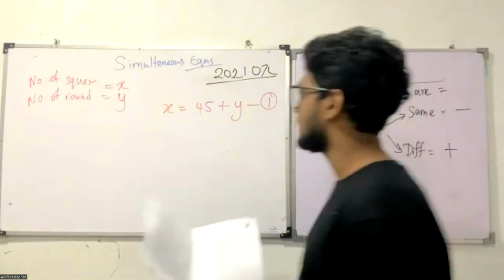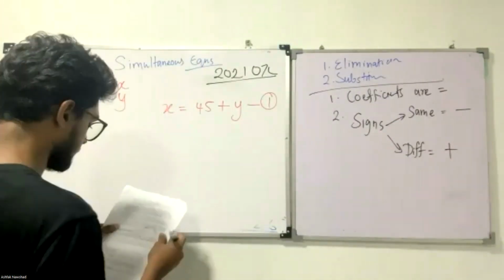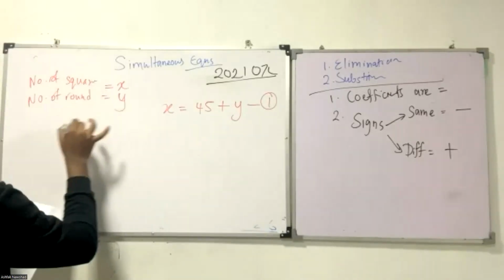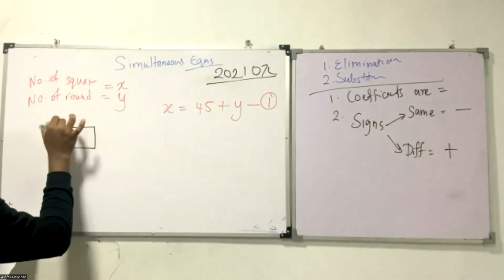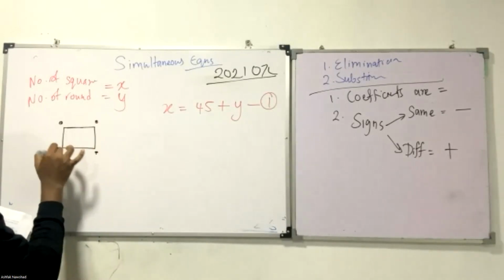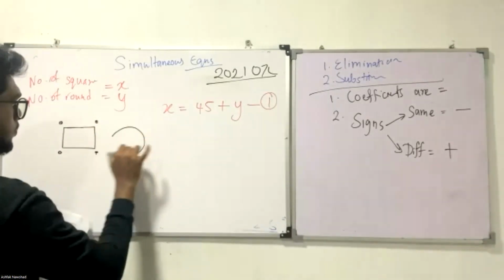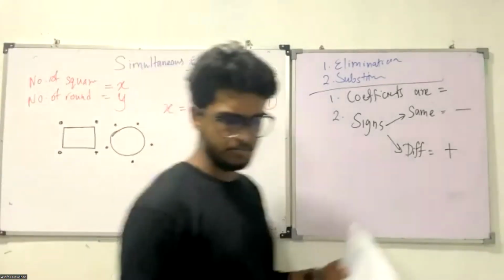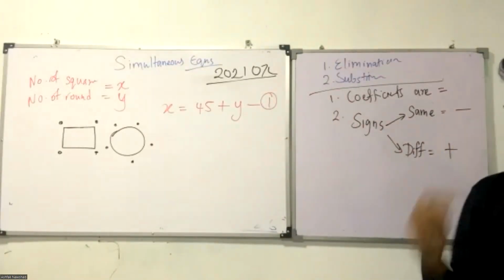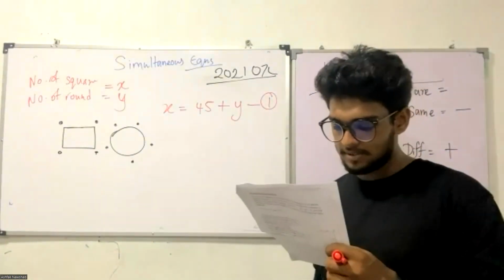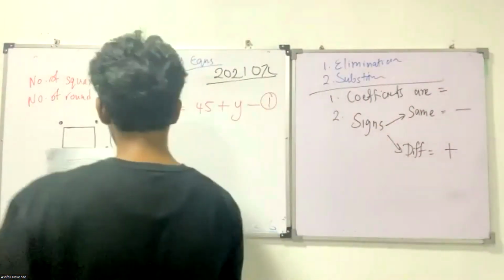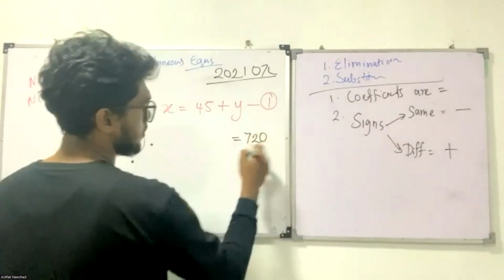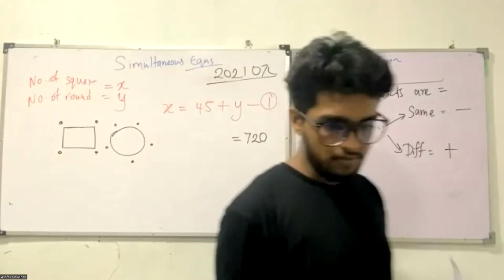Now listen carefully. The second one is pretty tricky. Let's see. They say there are 4 chairs around each square table, and around each round table, there are 5 chairs. Like this. Okay, now they are talking about the number of chairs. See, the total number of chairs is 720.